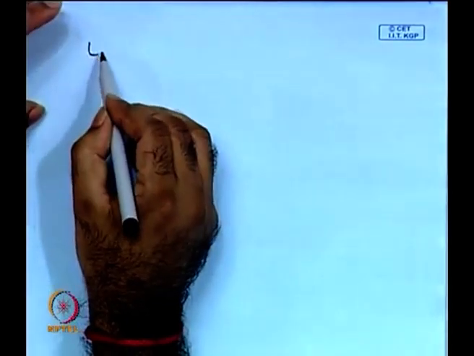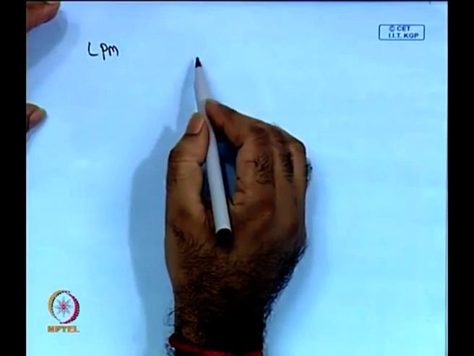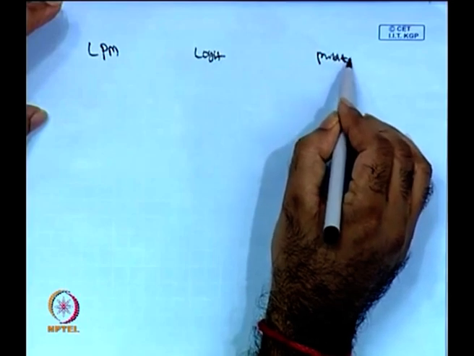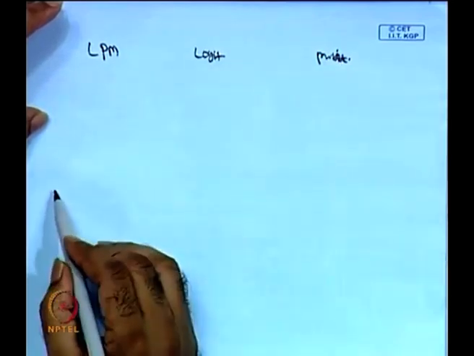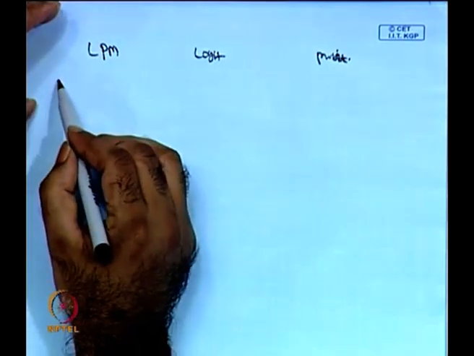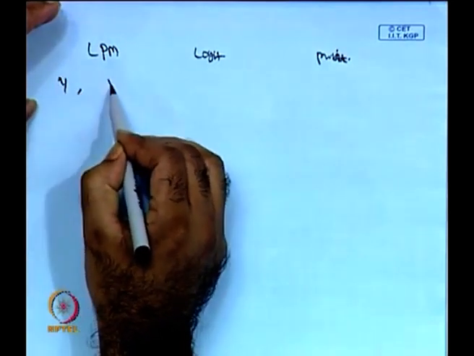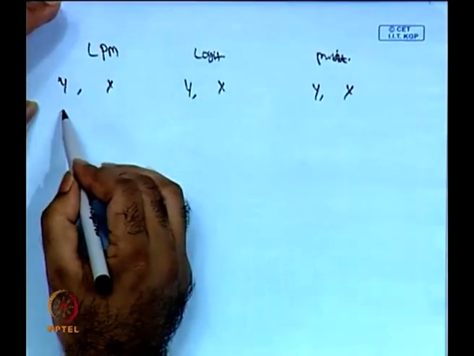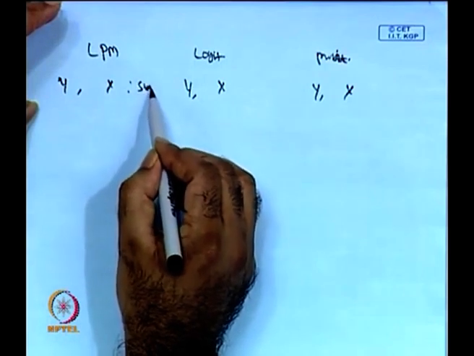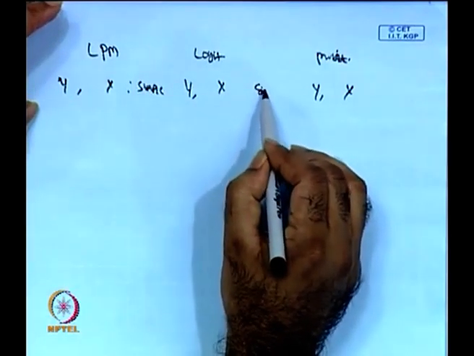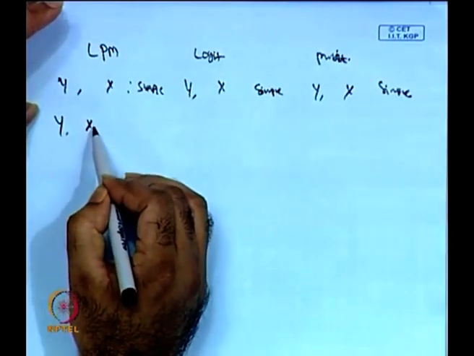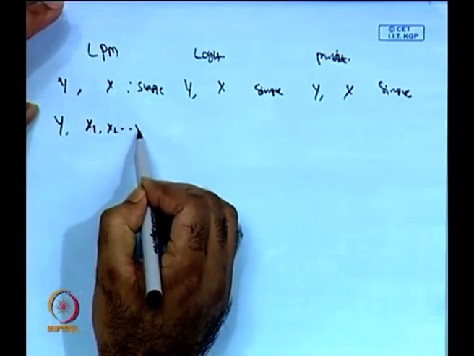So just make a comparison here. We have three different formats: linear probability models, logit models, and PROBIT models. What is the similarity? Every time, y is a function of x. Here y is a function of x, and here also y is a function of x. This is a simple model, this is also a simple one, and this is also a simple one. Now y is a function of x 1 up to x k.